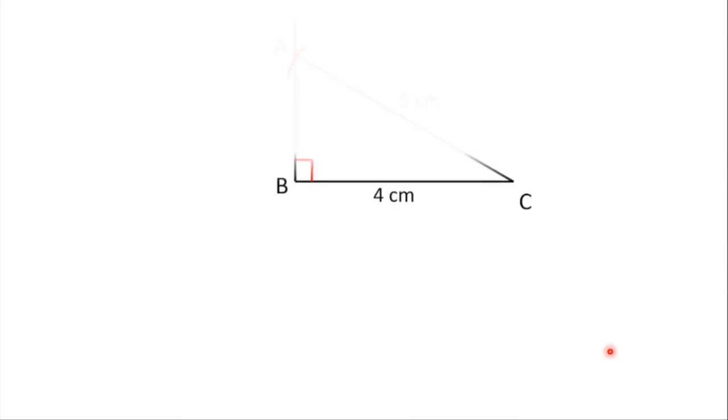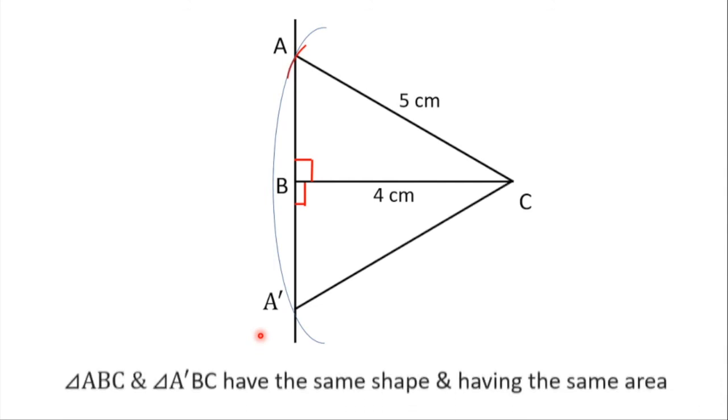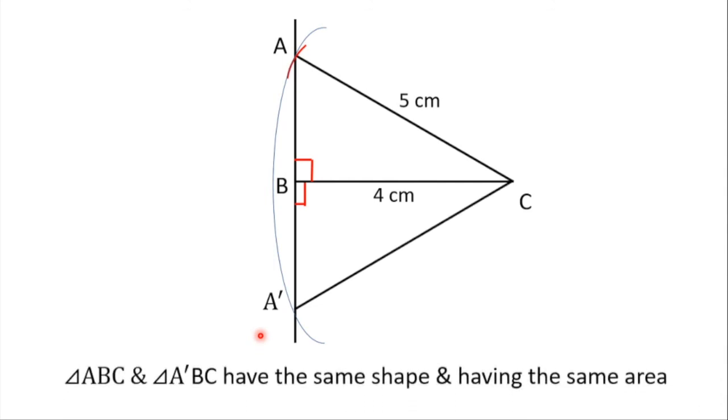You may be surprised to see that if AB is extended below, and with C as center and 5 centimeters as radius, you cut an arc like this, it will cut the line segment AB at one more point. Let us call this point A dash. So join A dash and C. Now you will see you are going to get congruent triangles only, and these are unique triangles only. There is absolutely no difference between the shape and size in these two triangles.